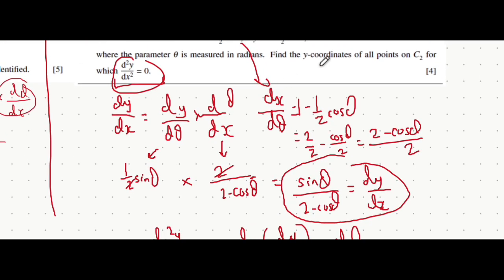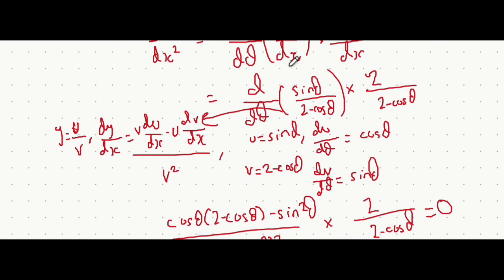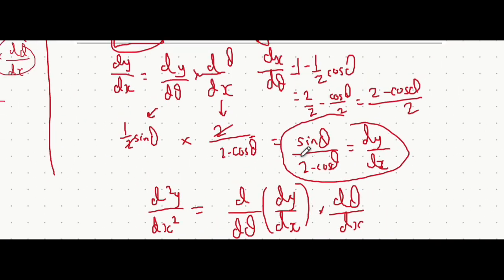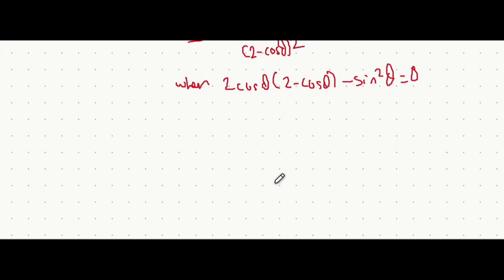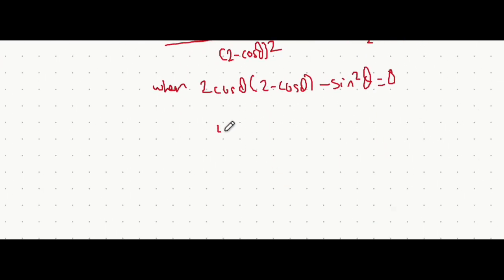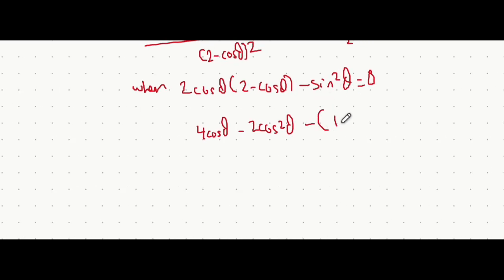I'm assuming from there, to find the y coordinates where this is true, we want to solve this equation for theta, and after you've done that, you put it into the equation for y, and you get the y coordinate for which it's true. So let's do that. 2 cos theta times 2 is 4 cos theta. 2 cos theta times minus cos theta is minus 2 cos squared theta. And it seems like you want to replace sine squared with 1 minus cos squared, using the identity sine squared plus cos squared equals 1, because then everything will be in terms of cos, and it's way easier to solve.